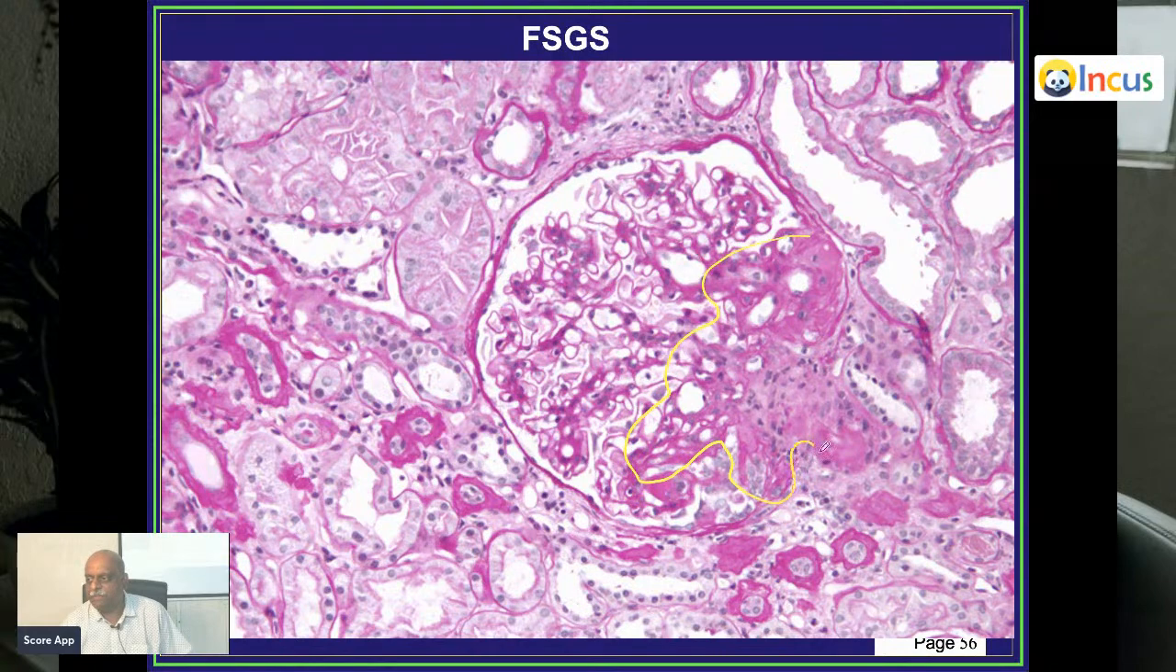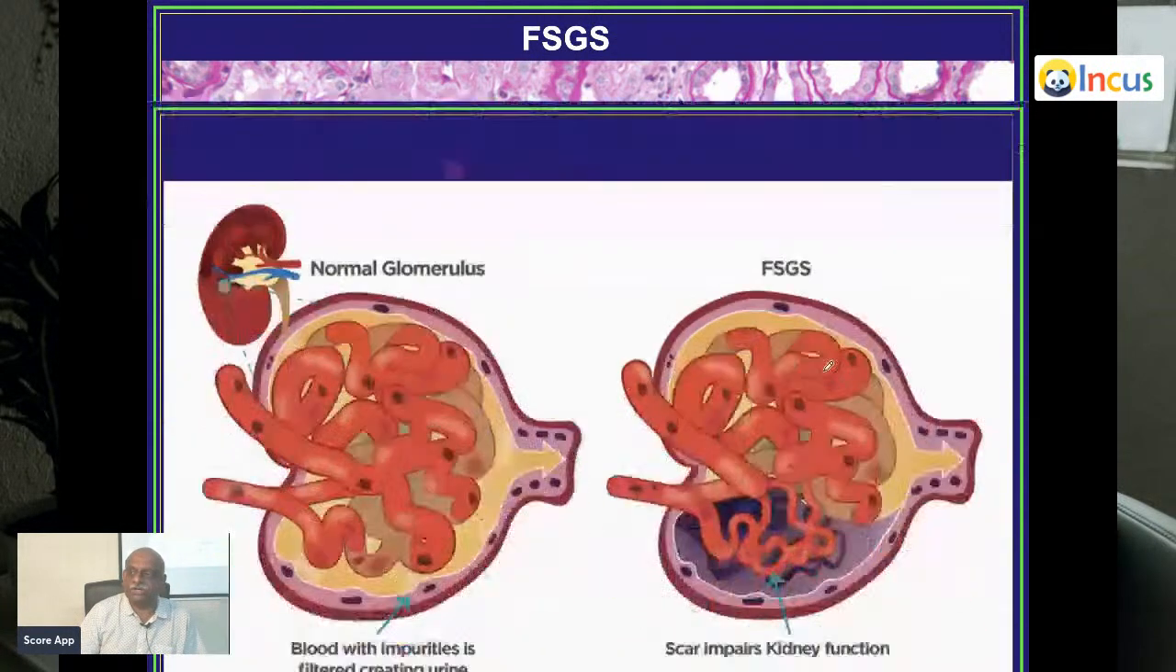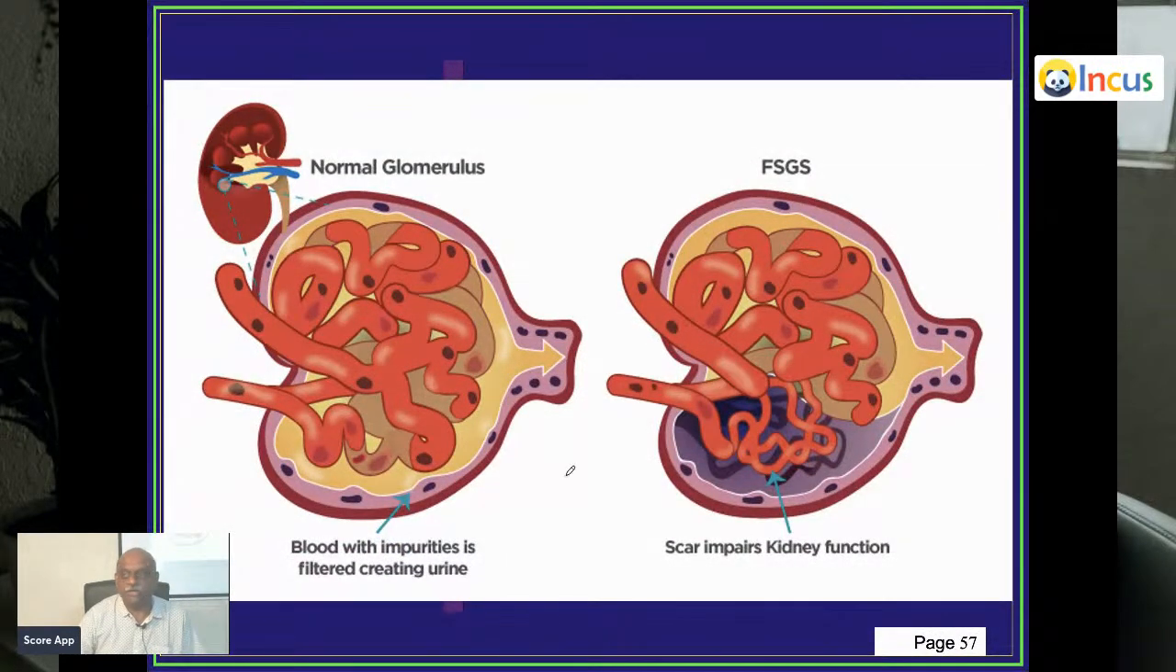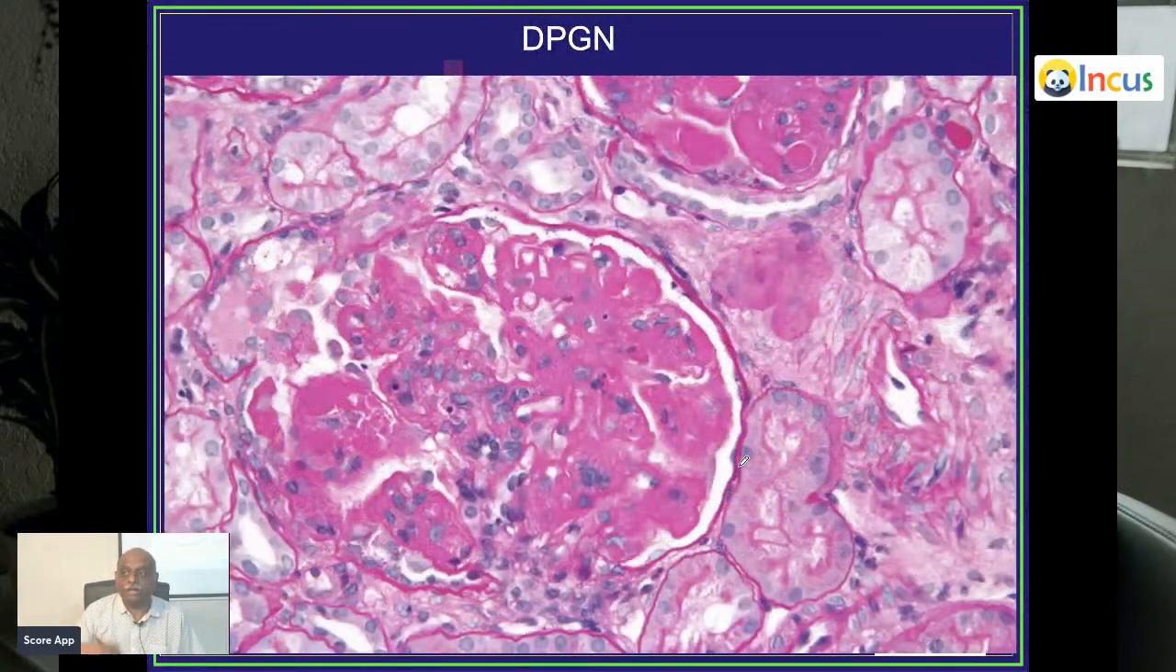Only less than 50% of the glomeruli are affected, then you call. So this is the sclerosis. But all glomeruli don't show this. Only less than 50% of glomeruli show this sclerosis, hence called focal segmental glomerulosclerosis is what you need to remember. So this is a normal glomerulus and this is the scar which is impairing the kidney function. And this kind of glomeruli are only less than 50% of the total number of glomeruli, hence called focal segmental glomerulosclerosis.